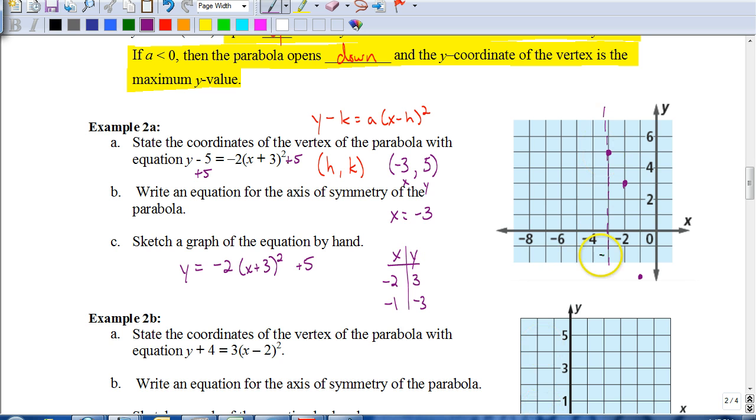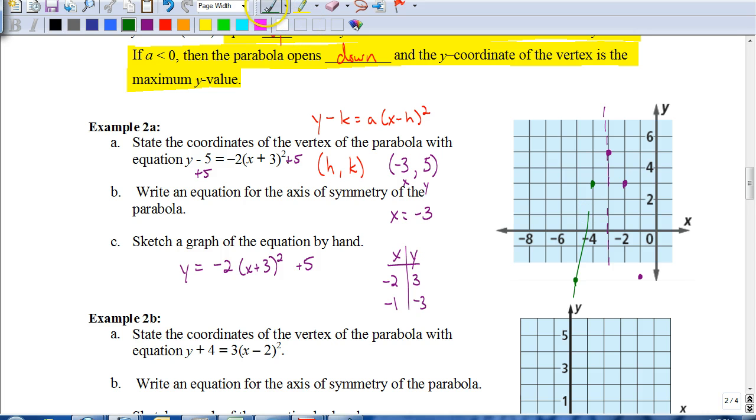And my last step is to use this line of symmetry. Remember, if it's symmetrical, that means that, for example, this point here is 1 unit from that line of symmetry. There's going to be another point that's going to be 1 unit to the left of that line of symmetry. This point down here is 2 units to the right of the line of symmetry. So I'm going to have another point over here, 2 units to the left of that line of symmetry.